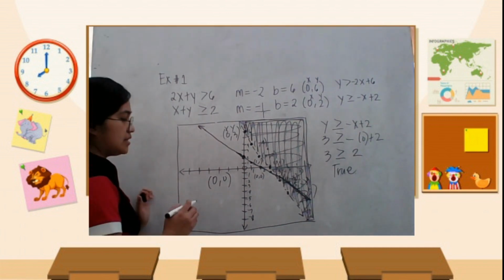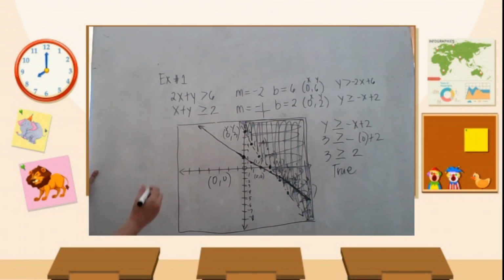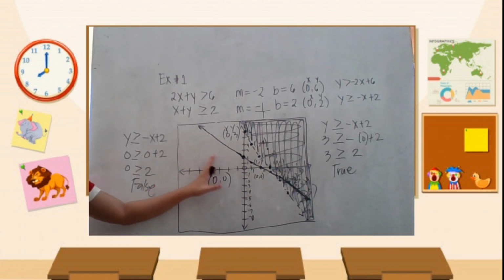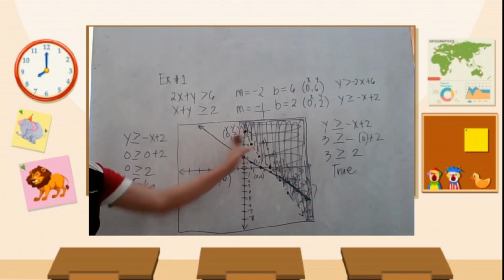How about sa ating 0, 0? So we have y is greater than or equal to negative x plus 2. And then 0 is greater than or equal to 0 plus 2. So 0 is greater than or equal to 2. Is that correct? False. So ibig sabihin, hindi po ito ang ating isi-shade. So yung nasa above pa din.